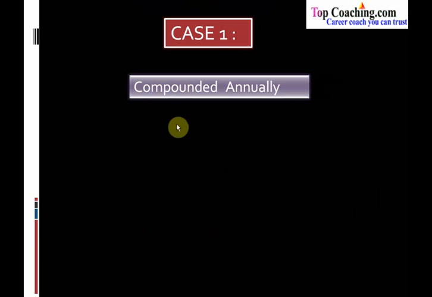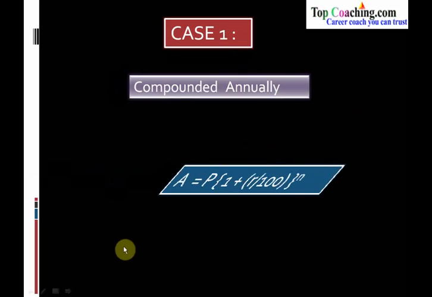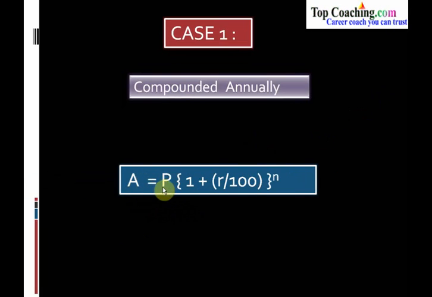The first case is, if the interest is compounded annually, we are going to calculate the interest annually. Then in such a case, the formula is A equal to P into 1 plus R by 100 to the power of N. Here N is the number of years for which the interest is calculated, P is the principal amount, R is the rate of interest, and A is the amount. So this is the case when compounded annually.